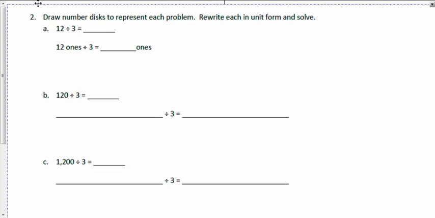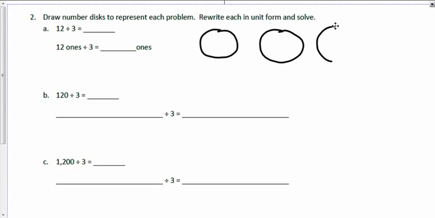So we're going to do the same thing, only this time we have 12. So we have 12 divided by 3. So we're going to do 3 groups this time. I know that 12 divided by 3 equals 4. So I'm going to put 1, 2, 3, 4 ones in each group. 1, 2, 3, 4. And 1, 2, 3, 4. So I have 12 into 3 equal groups. So 12 divided by 3 equals 4. 12 ones divided by 3 equals 4 ones.